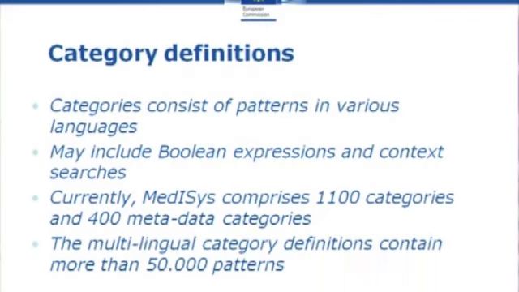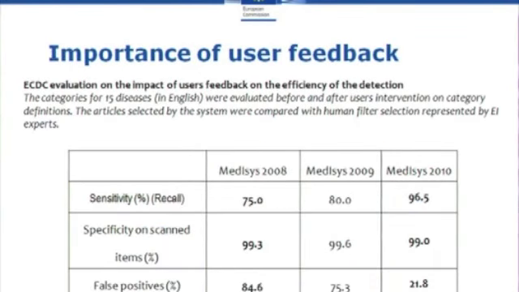And in order to do the proper category definitions, we get a lot of feedback from the users. Users like the French health authorities, ECDC, EFSA, as I already mentioned, and other medical practitioners help us in setting up these categories. The multilingual categories have 50,000 patterns currently in the system. Here you can see the improvement that is the result of user feedback over the years, where we go to much higher precision and recall of the articles on the internet.